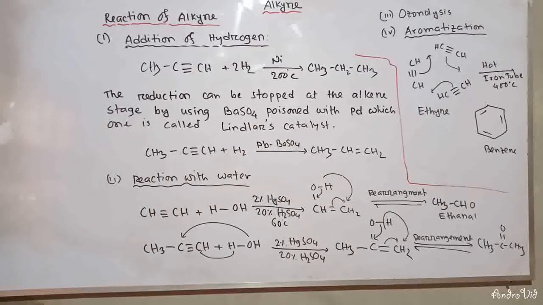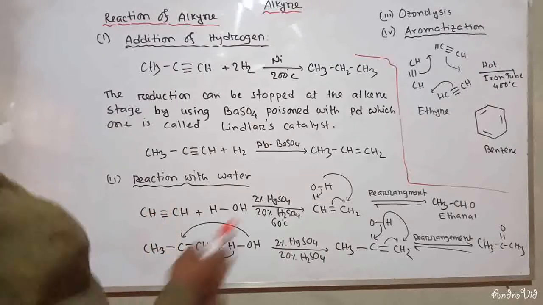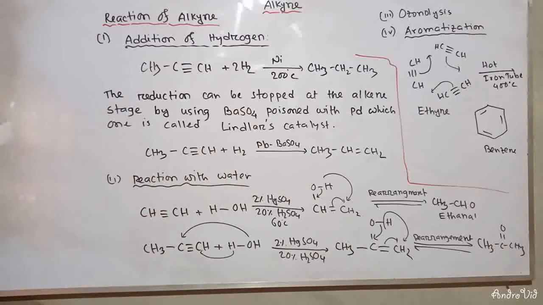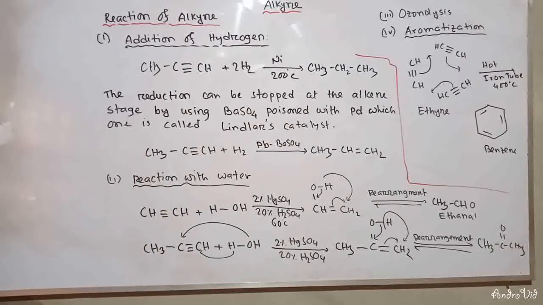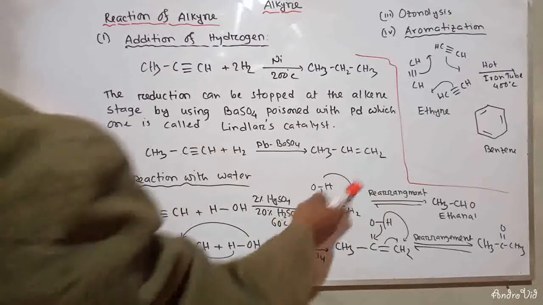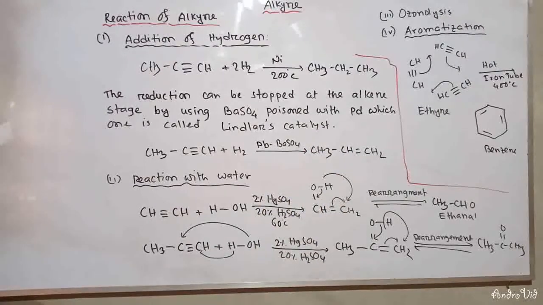Now the reaction with water, this is a very important reaction, and I have already discussed this in one of my lectures. This is also a water addition reaction. When ethyne reacts with water in the presence of 2% mercury sulfate and 20% sulfuric acid at 60 degrees temperature, then water will be added to this compound through the breakdown of a pi bond, and this type of product will be produced. The name of this product is enol compound.